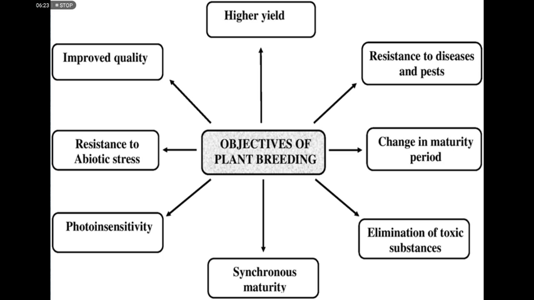There are many objectives for plant breeding. Some of them are high yield, resistance to disease and pests, changes in maturity period, elimination of toxic substances, synchronous maturity, photosensitivity, resistance to abiotic stress, improved quality. Some more objectives are present, and the main objectives are mentioned here.